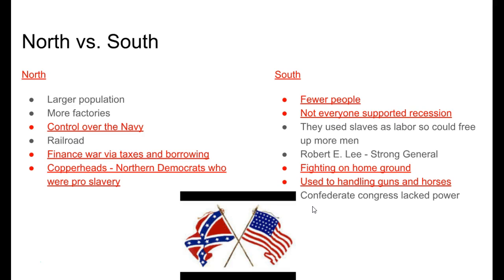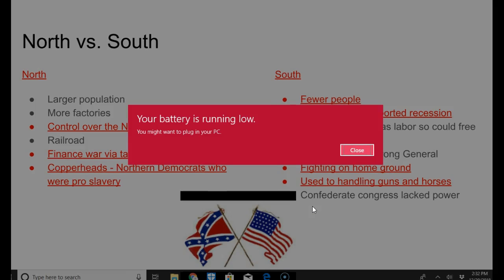Differences between the North and the South. The North had a much larger population. They had more factories, so they were able to produce more goods.